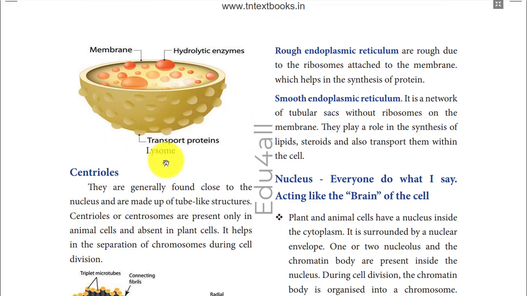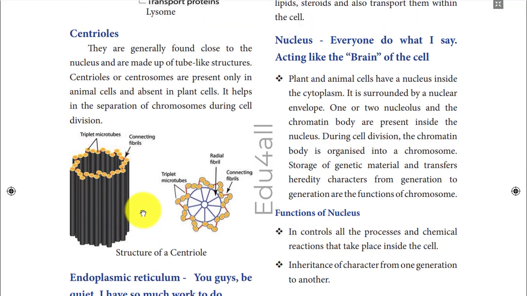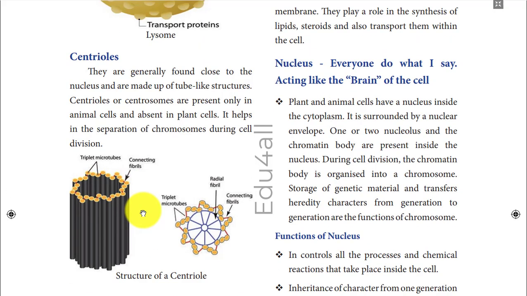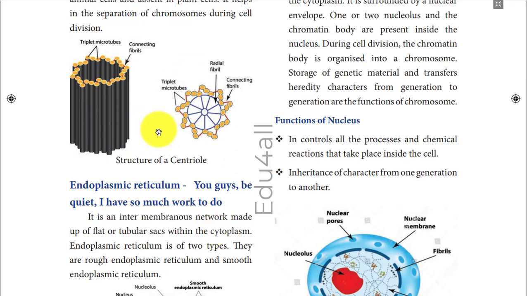Next is centrioles, which are present exclusively in animal cells. These centrioles play a vital role in cell division. When cells are divided, the conditions and commands are all controlled by centrioles. They are present only in animal cells.